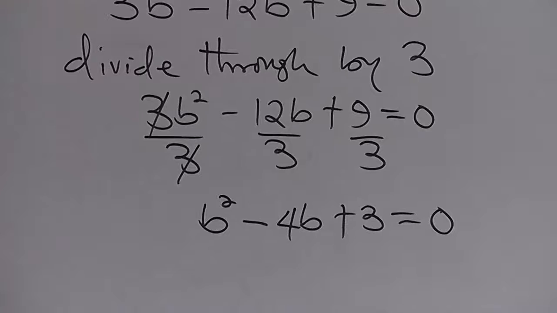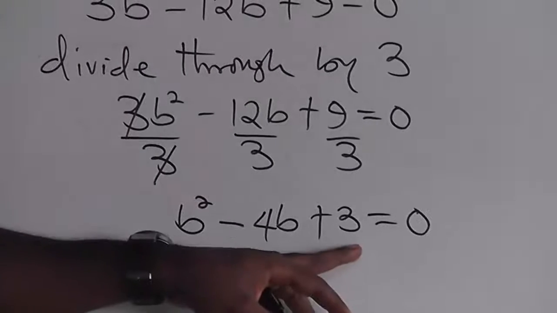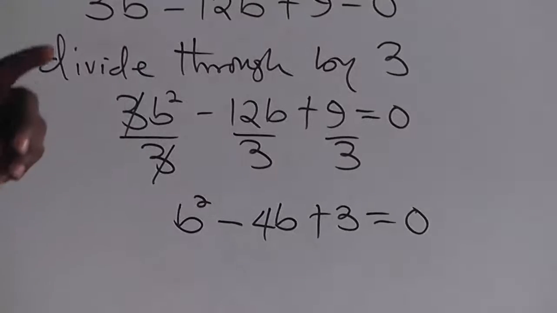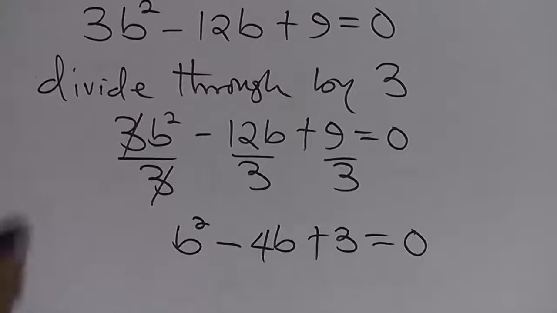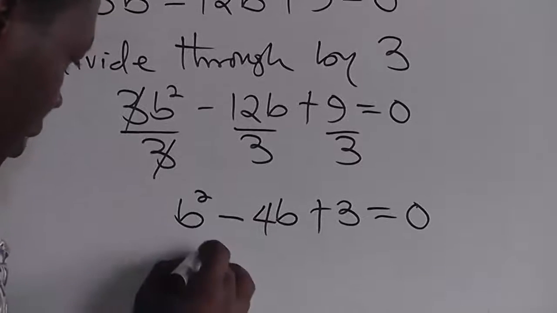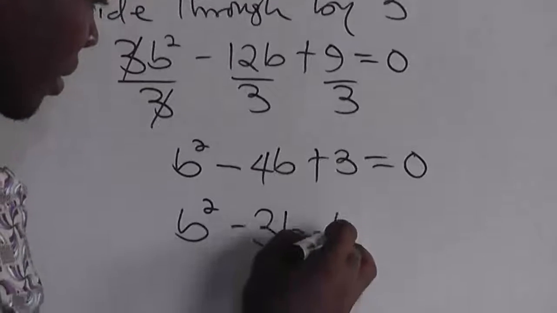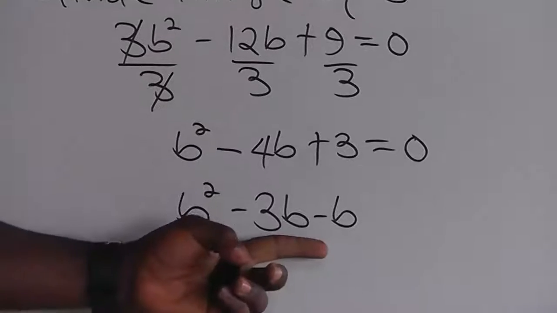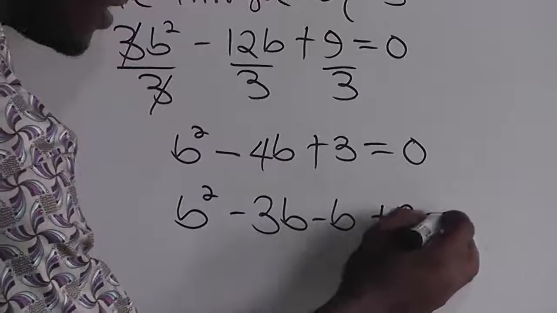We can factorize this. How do we factorize? We look for two numbers whose product is equal to 3 and whose sum or subtraction is equal to 4. Now those two numbers are 3 and 1. b squared minus 3b minus b, is like 1b. So 1b is still 1b, is still b, plus 3 is equal to 0.